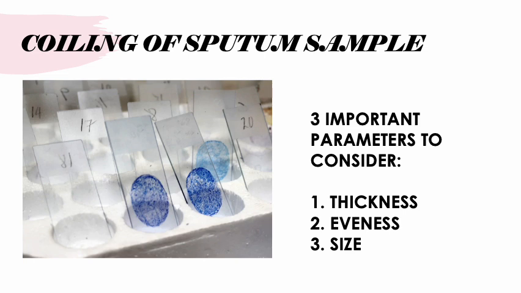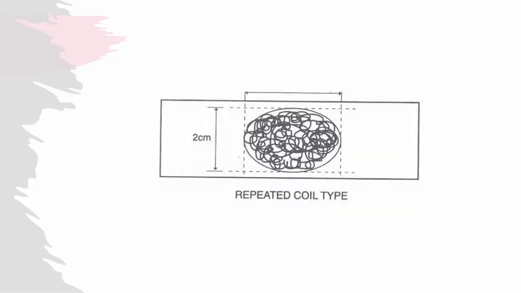So what would be the standard size? The standard size of the smear for acid-fast bacilli staining should be 2 cm by 3 cm. Typically it is oblong or thumb-shaped in appearance, and the size is approximately 2 cm by 3 cm.